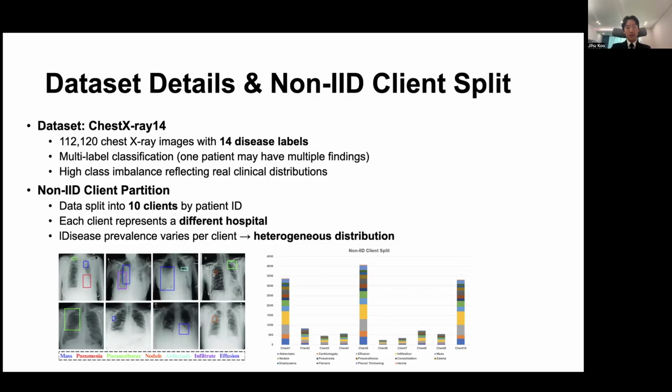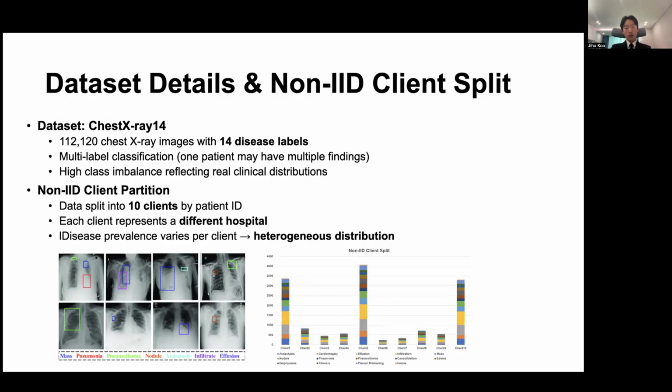Here are more specific details about the dataset and the federated setting. The ChestX-ray14 dataset contains around 112,120 chest X-ray images with 14 disease labels in a multi-label setting, and it shows strong class imbalance similar to real clinical data. The data is partitioned into 10 clients based on patient IDs, so each client roughly corresponds to a different hospital. The stacked bar chart on this slide visualizes the label distribution of all 14 diseases across the 10 clients.